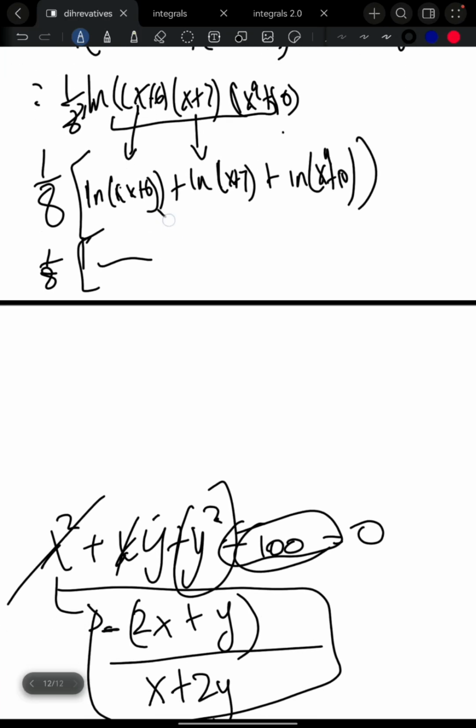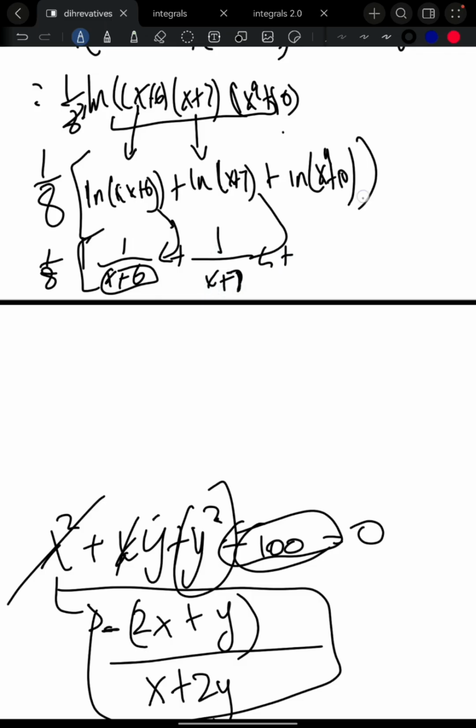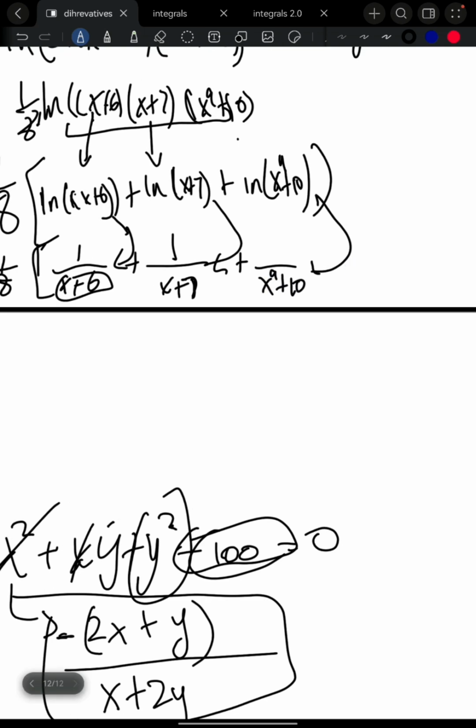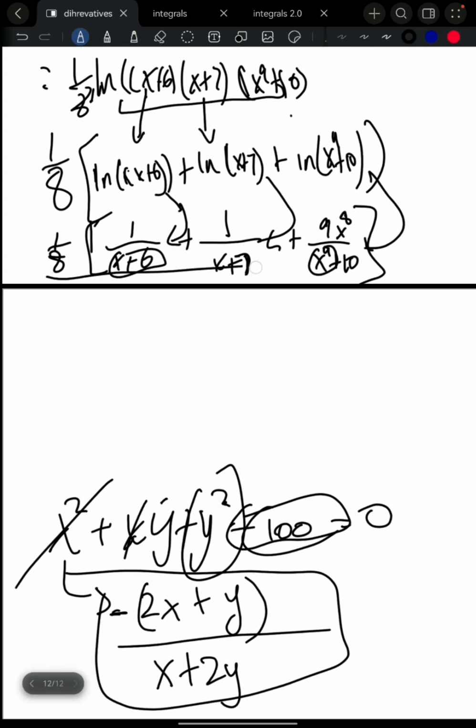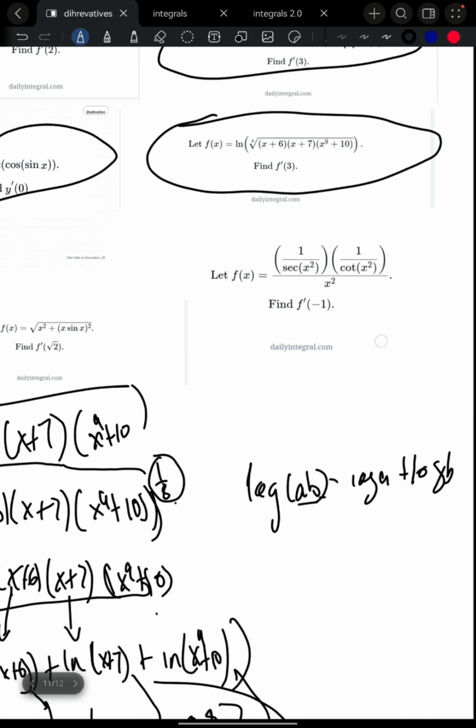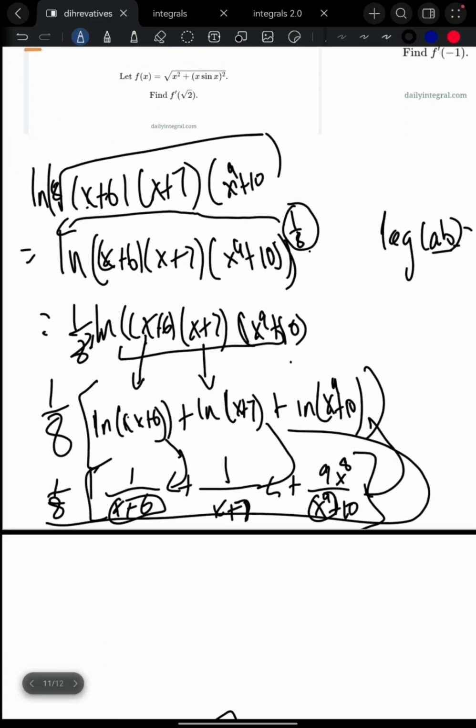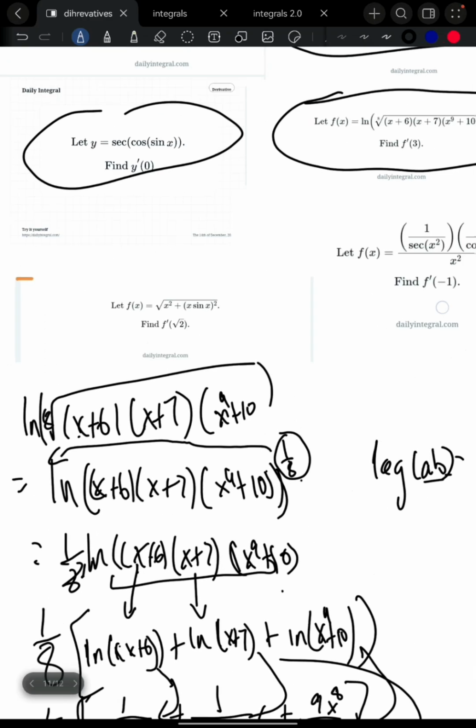Put this one down here, so x plus 6, and then differentiate this, so it's just 1. Plus, put this in a fraction, put this one down here, so x plus 7, differentiate this, so it's just 1. Plus, put this down here, x to the 9 plus 10, differentiate it, which is just 9x to the 8, because of the power rule, and that's the derivative. And then you sub in whatever they want, 3, and then put it in the calculator, and that's it, I guess.